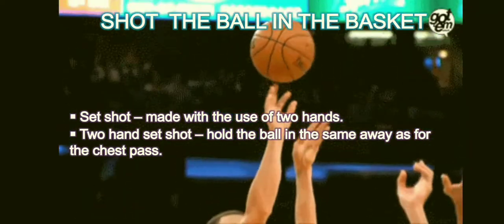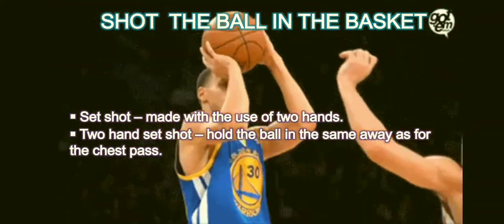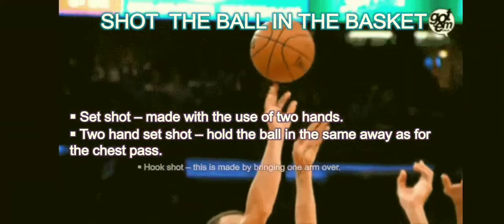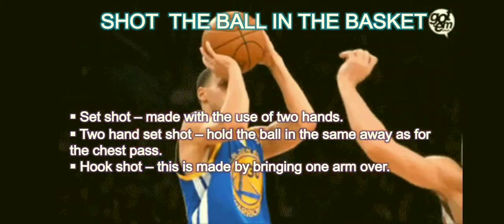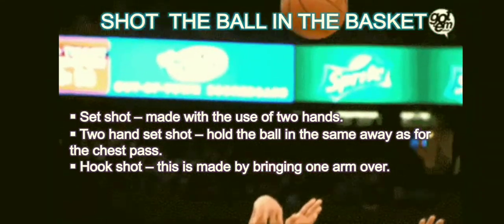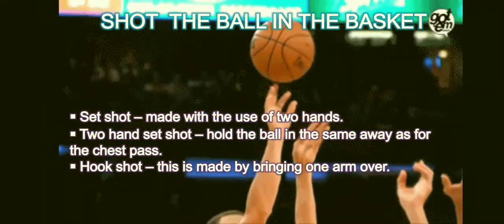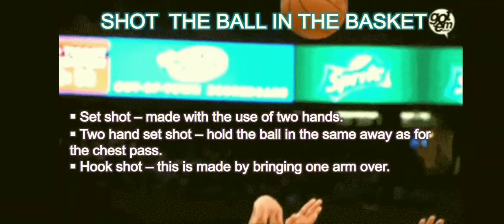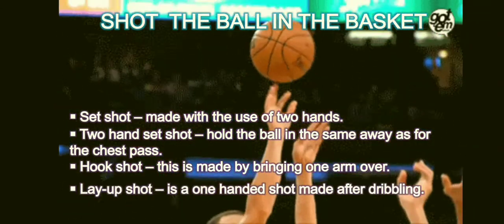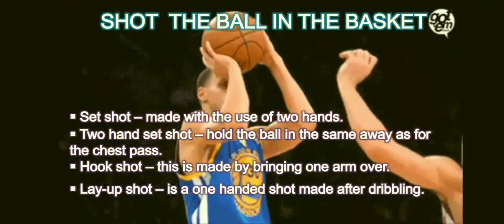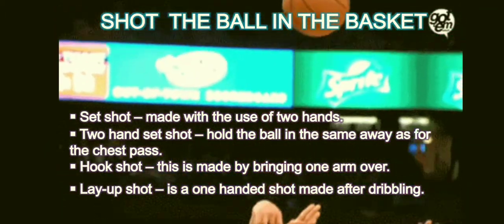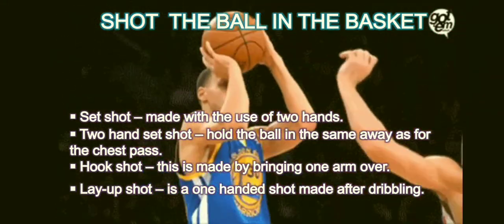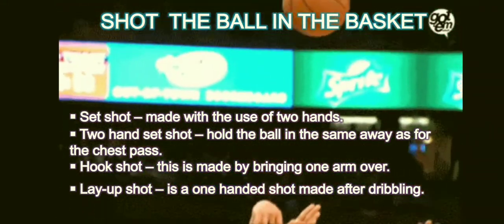Another one is the two-hand set shot. Hold the ball in the same way as for the chest pass. Next is the hook shot. This is made by bringing one arm over behind and above the head. And the last is the layup shot. It is a one-handed shot made after dribbling or receiving a pass close to the basket.